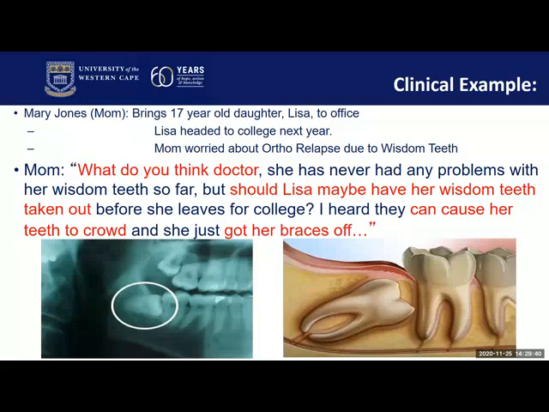For example, a patient comes to you and she brings a 17-year-old daughter, and she says to you, "Doctor, my 17-year-old daughter is going to college next year, and I'm worried about relapse because she has just completed her orthodontic treatment, relapse due to her wisdom teeth. Doctor, what do you think? She's never had problems with her wisdom teeth, but should she have her wisdom teeth taken out before she leaves for college? I've heard that they can cause teeth to crowd, and she just got her braces off." So this is typically the kind of question that you can be faced with, and these are not the answers we might always have at our fingertips.